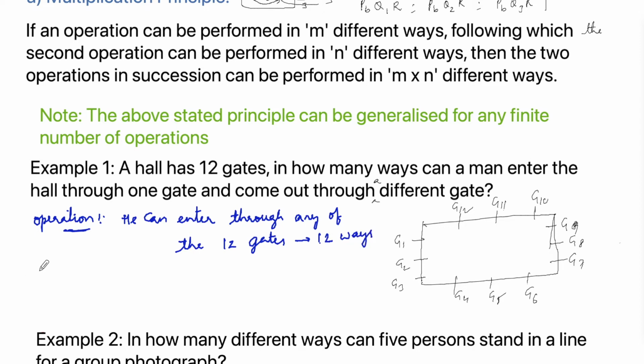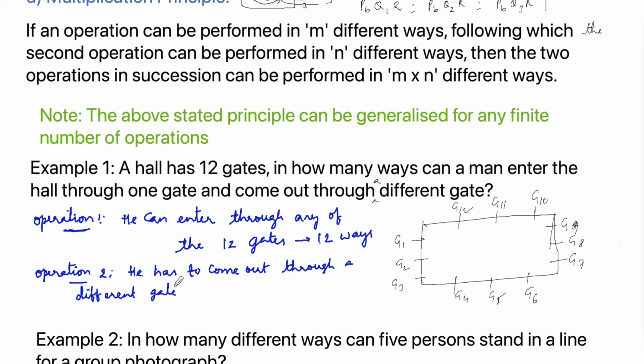And the second operation is that he needs to come out. Now he has to come out through a different gate, which means that the one gate which he has entered, he should not go from that gate again.